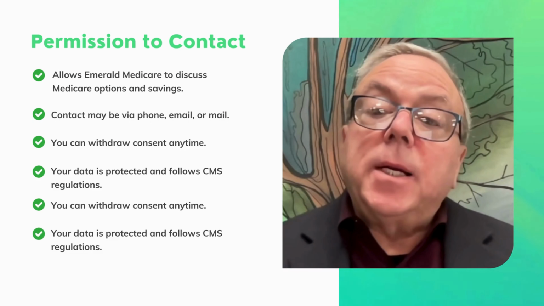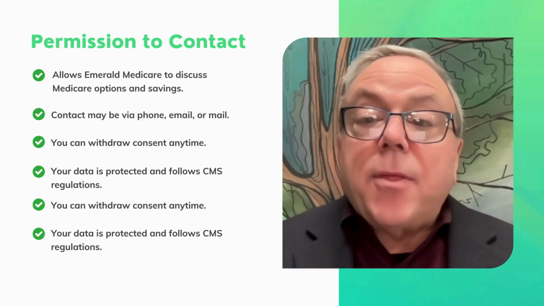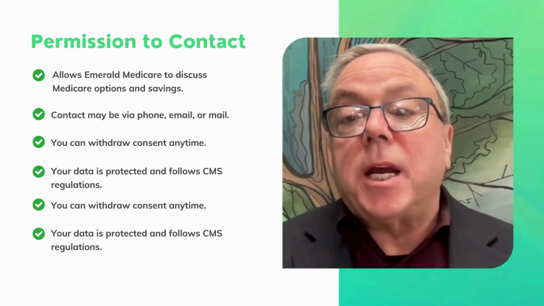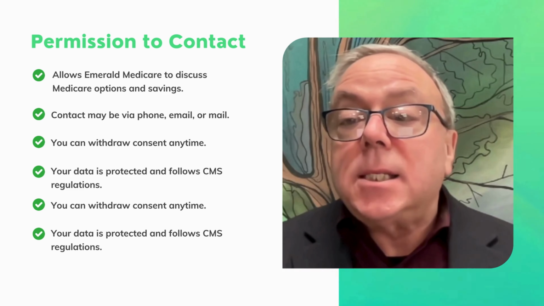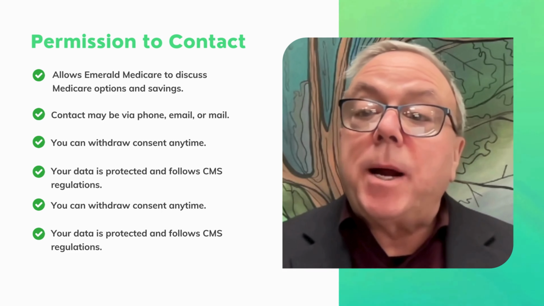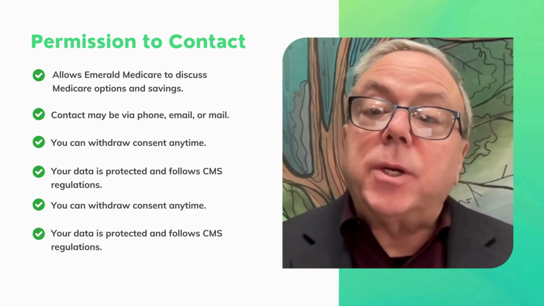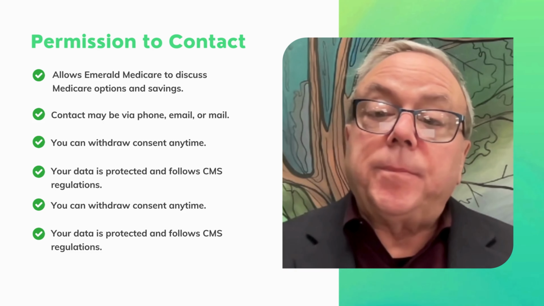Step 2, completing the permission to contact form. Now that we have a scope of appointment form saved to your profile, the next step is giving consent for Emerald Medicare to contact you about your Medicare Part D options and potential savings opportunities using RxCare.